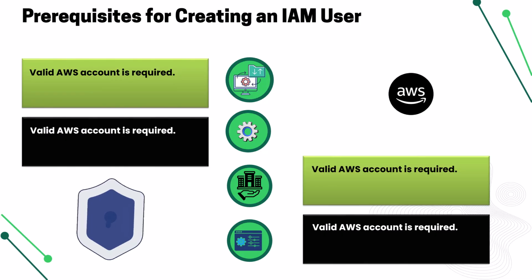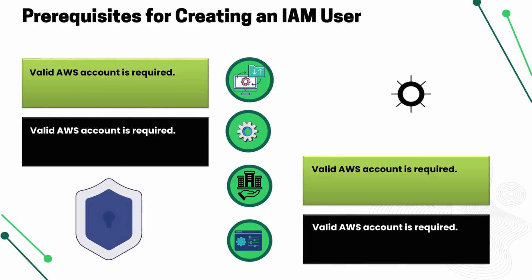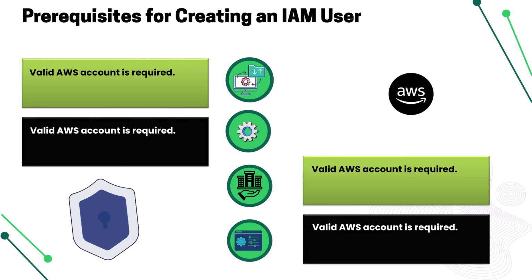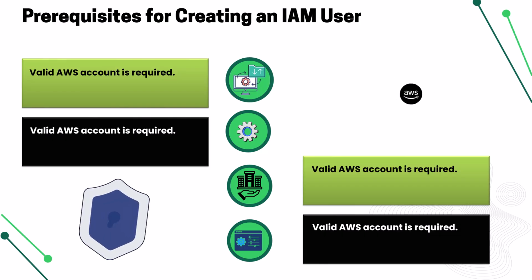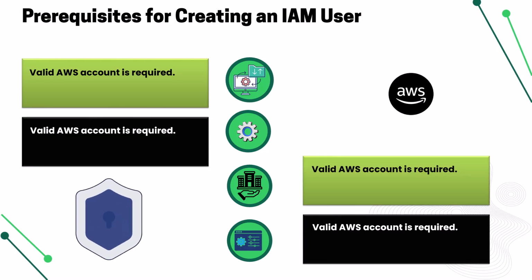Before diving in, let's talk prerequisites. You need an AWS account, obviously. Plus, make sure you've got admin privileges, or you're just pressing buttons with no results. AWS CLI should be installed and configured, because doing it manually is so last decade. Finally, a grasp on IAM roles ensures you don't accidentally turn a user into an all-powerful AWS overlord.